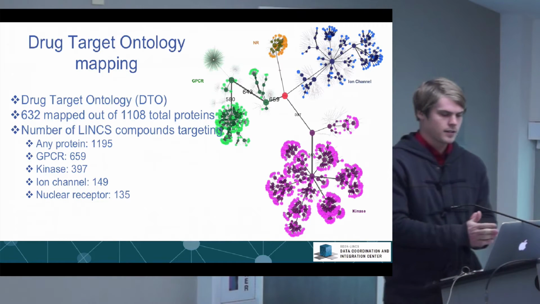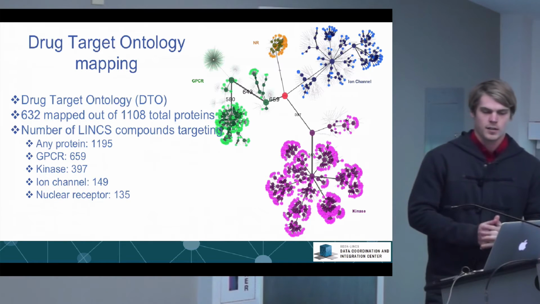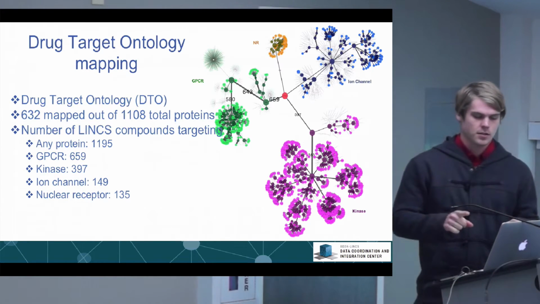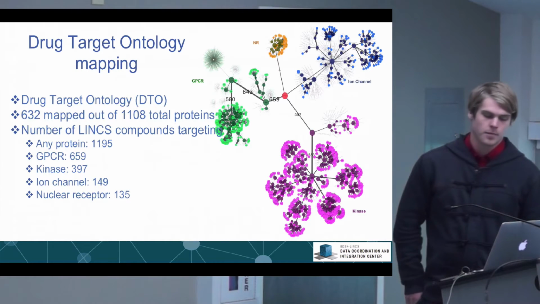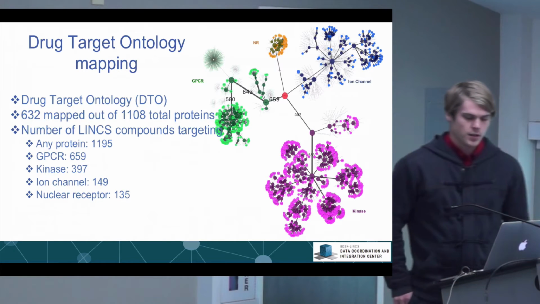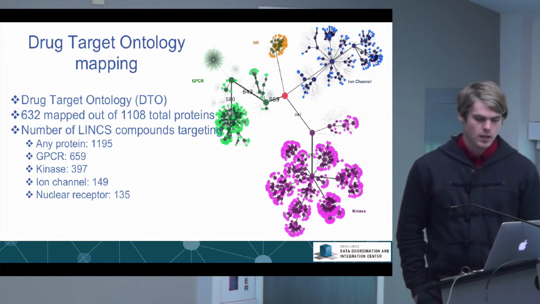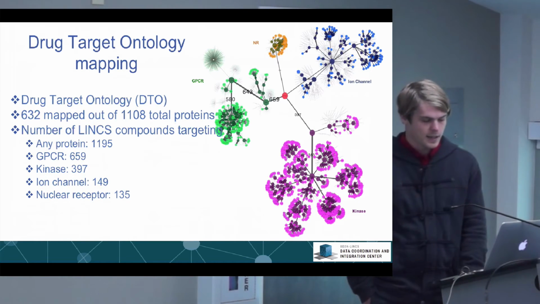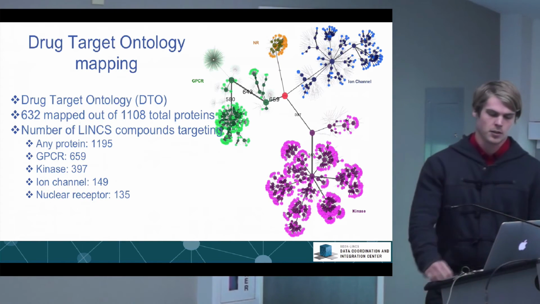And then lastly, we've done a lot of work with the Drug Target Ontology methodology, which we're also a part of, mapping these targets and looking at the target space of all the bioactivity annotations for these LINCS compounds. So we have 659 compounds that hit a GPCR target, 397 kinases, 149 ion channels, and 135 nuclear receptors.